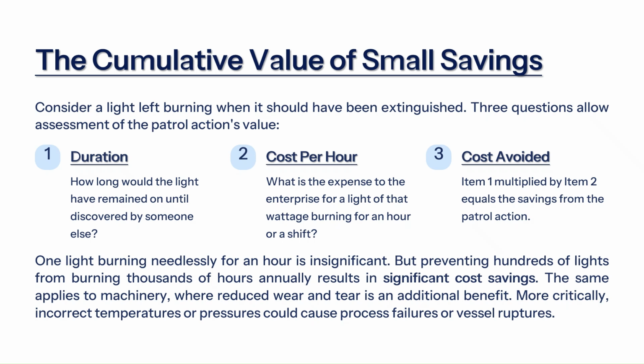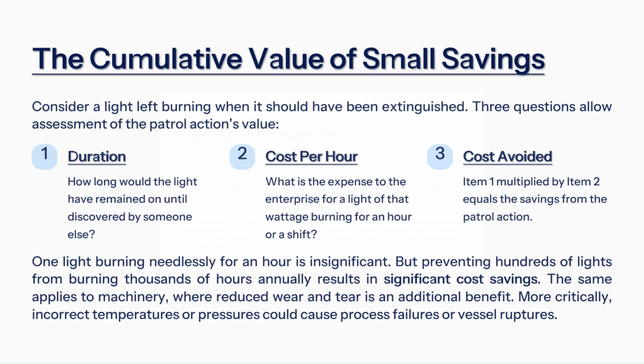For example, reducing response time, preventing minor losses, or avoiding equipment misuse may seem minor individually, but over time, these improvements add up. By tracking duration, cost per hour, and losses avoided, we can calculate tangible savings. This cumulative approach helps leadership understand how consistent, well-managed security practices generate measurable financial benefits for the organization.